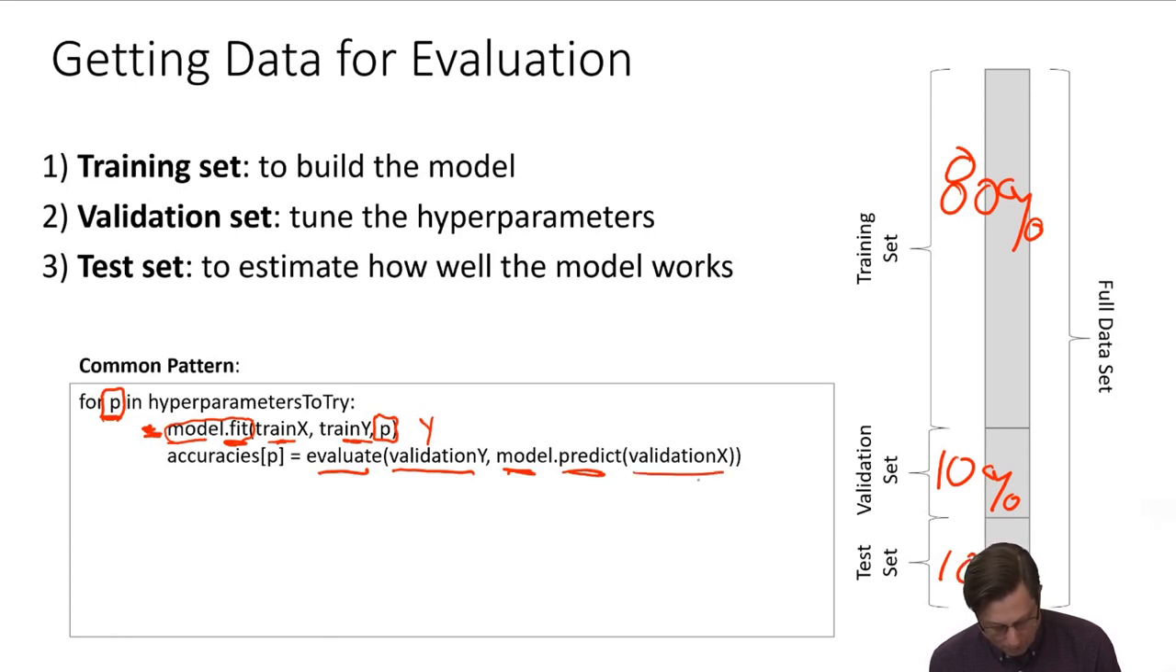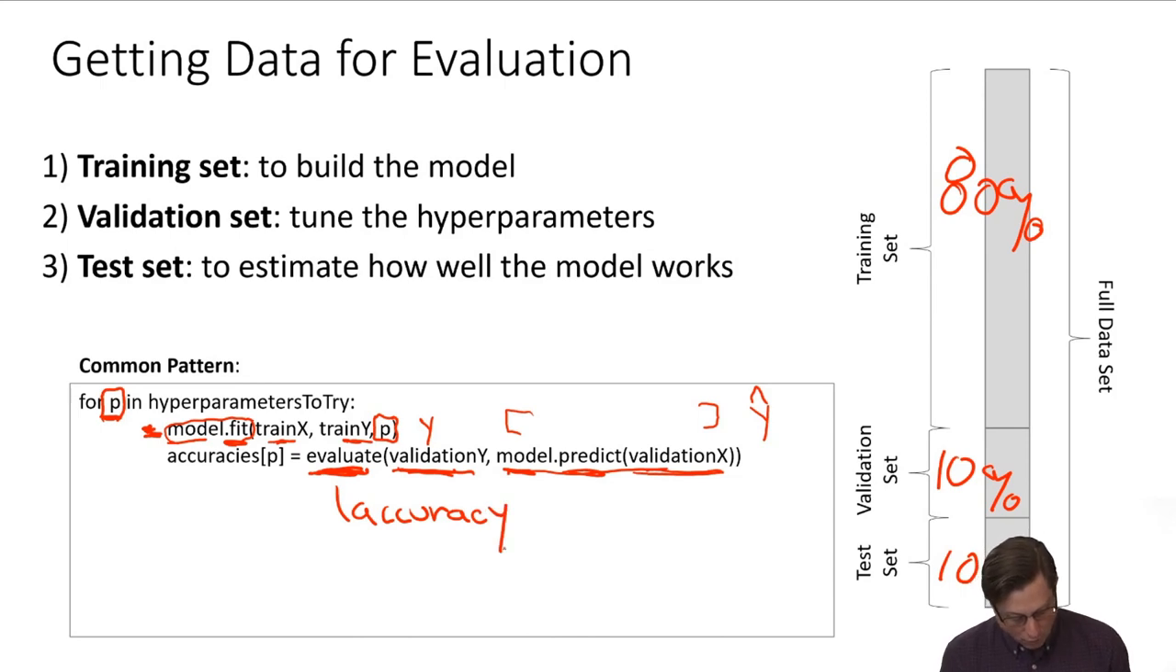So after calling model predict on validation X, you'll have an array of what's called Y hats. And that is your model's predictions on the validation data. And here you'll have the array of Ys, which is the true labels of the validation data. Then you call some evaluate function. We'll get into all sorts of options for that, but you could just say that this is going to be something like accuracy.